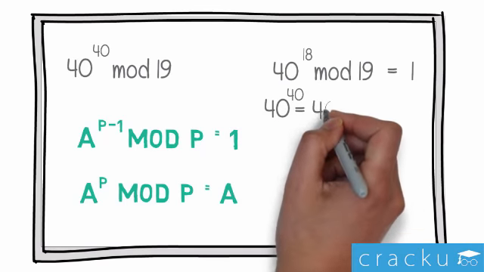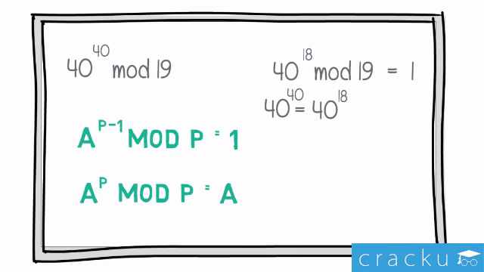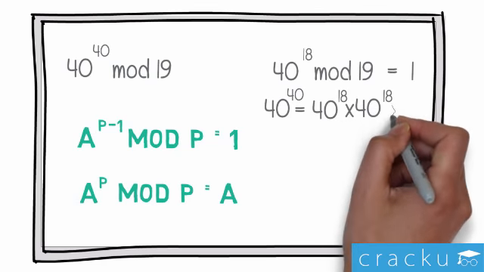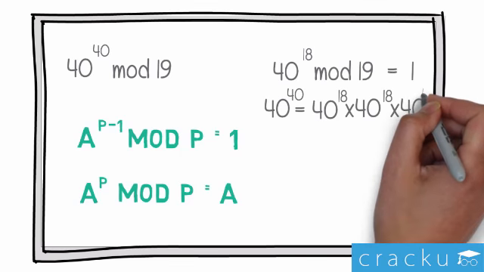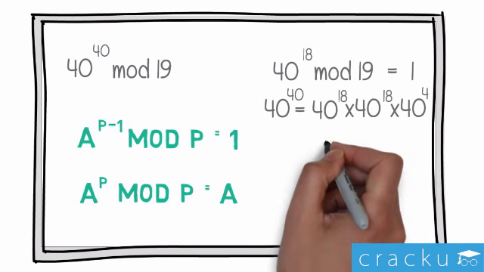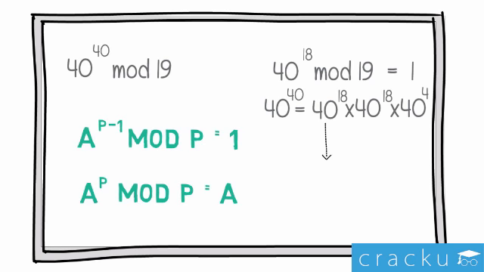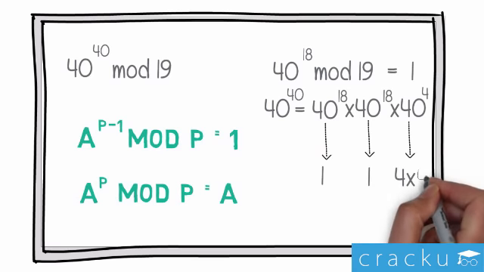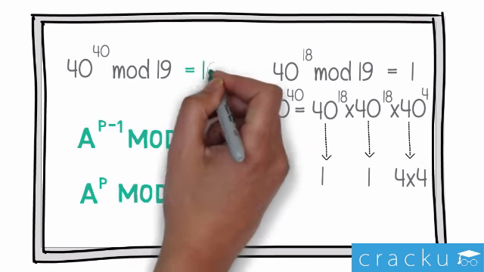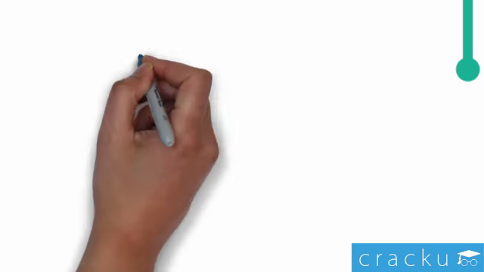So we can split 40 raised to 40 into three parts: 40 raised to 18 into 40 raised to 18 into 40 raised to 4. The remainder of the first two subparts is 1 each. The third part can be further subdivided into 40 squared into 40 squared, each of which yields the remainder 4. Hence, the product of the remainders of the subparts is 4 into 4, that is 16 modulo 19, that is simply 16. Let us review the formula again.